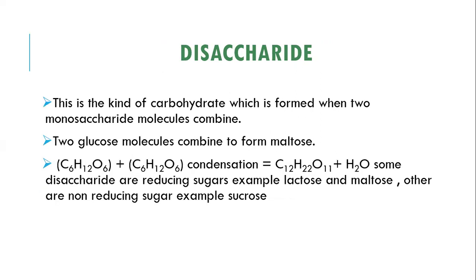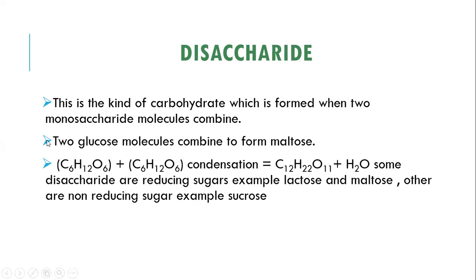Moving on, let's see the disaccharide. A disaccharide is a kind of carbohydrate formed when two monosaccharide molecules combine. From the word di, it means there are two. So a disaccharide is a type of carbohydrate made up of two monosaccharides combined together. When two glucose molecules combine, they form maltose. Glucose is a monosaccharide, and maltose is an example of a disaccharide.